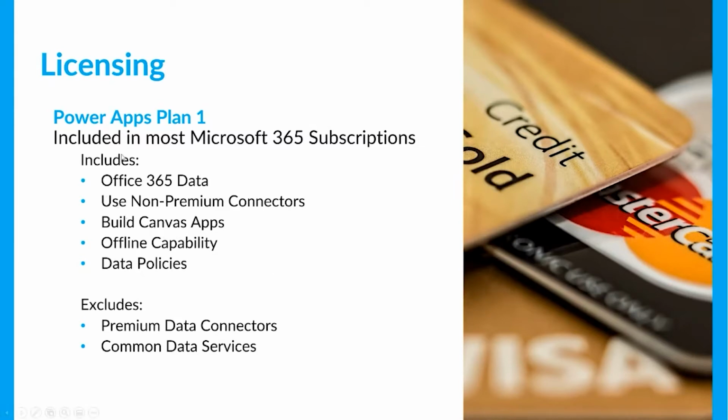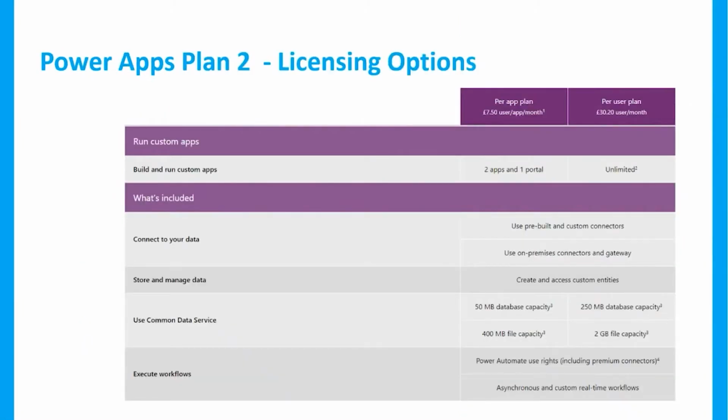Now, what's not included in the PowerApps Plan 1 is what we call premium connectors. So this is things like integrating with SQL databases. It's things like using DocuSign. So a premium connector generally is anything that's connecting outside of the Office 365 environment. What we can't do with the PowerApps Plan 1 as well is interact with the common data service. So if we need to interact with that, we then need to look at what the PowerApps Plan 2 licenses are and what they provide.